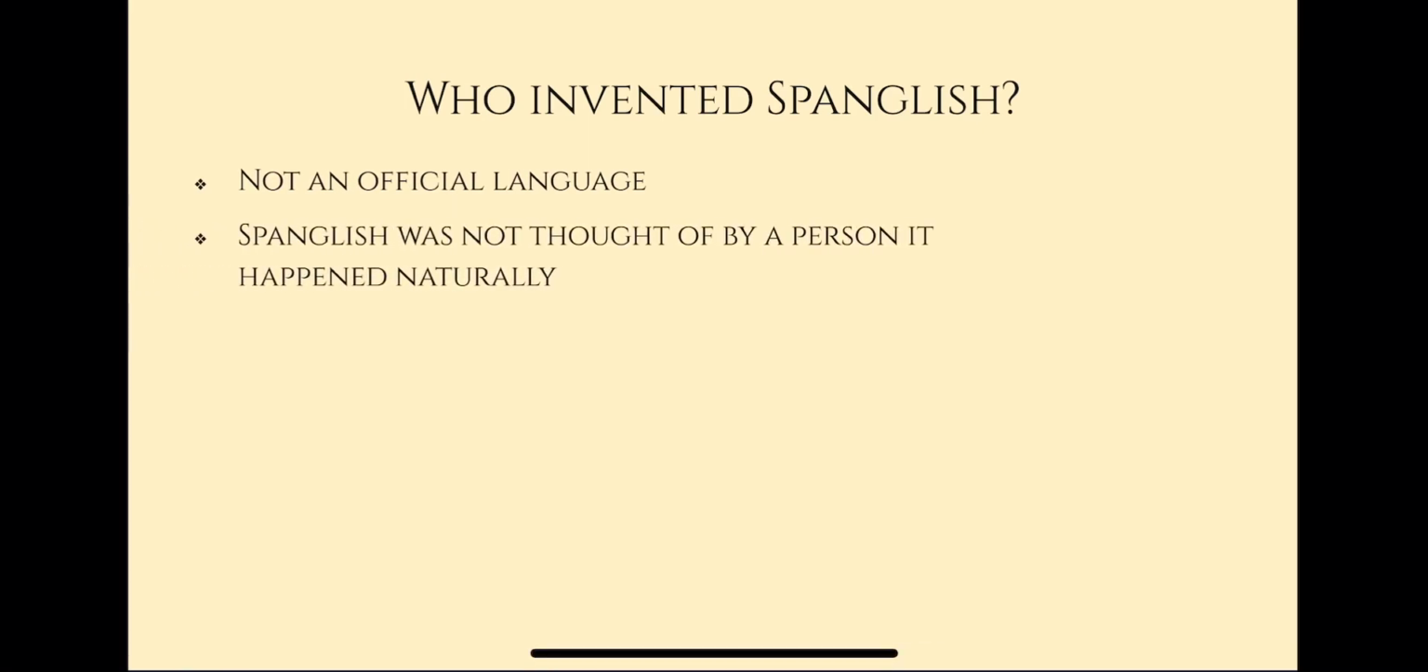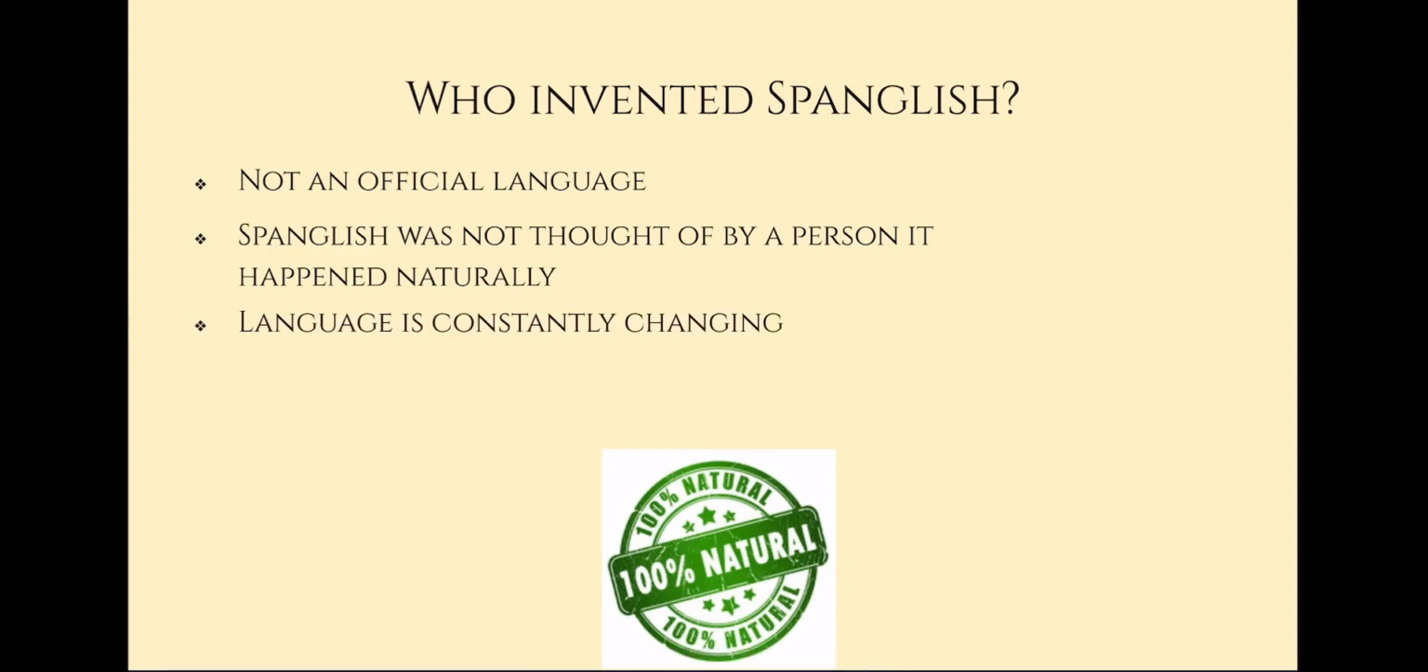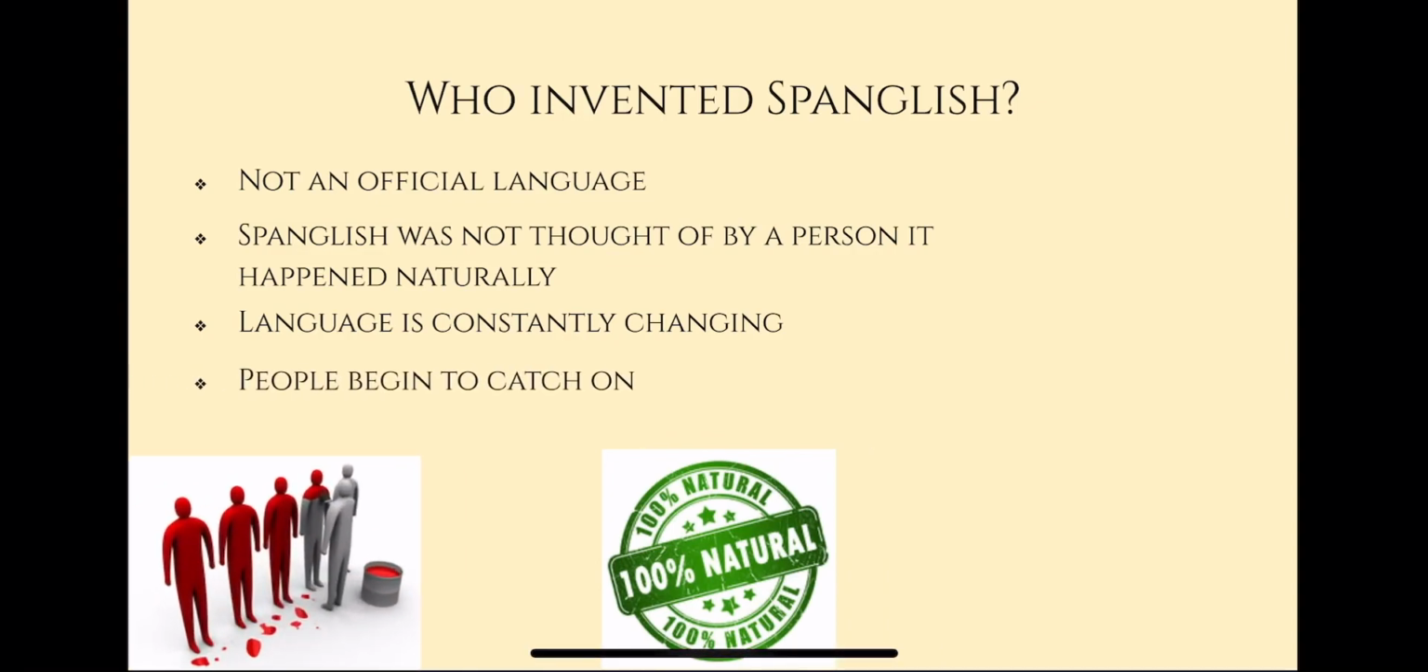Some may wonder who invented Spanglish, but Spanglish is not an official language. It is actually considered a dialect. Now, it was not thought of by a person, meaning someone didn't sit down and create a Spanglish dictionary. It just occurred naturally. People began to switch from English to Spanish and vice versa, which shows how language is always changing. So this evolution leads to new words, new pronunciation, and new meanings. And because people around catch on to the evolving dialect, it becomes normalized.